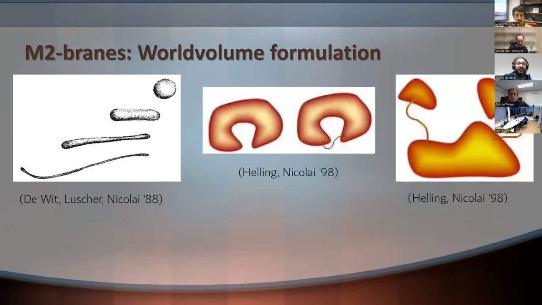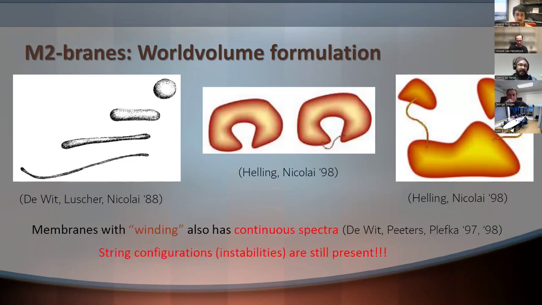Equivalently, it means that the topology of the membrane or the number of membranes are not preserved in this description, because these spikes are string configurations that have no cost of energy. So basically, this implies that this understanding of the membrane is classically unstable, okay? De Wit, Peeters, and Plefka argue that the winding doesn't change the spectral behavior of the theory because there are still string configurations and they are still instabilities of the theory. So winding by itself does not improve this situation.